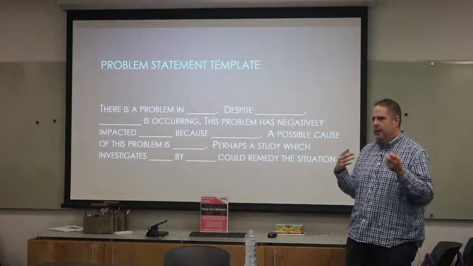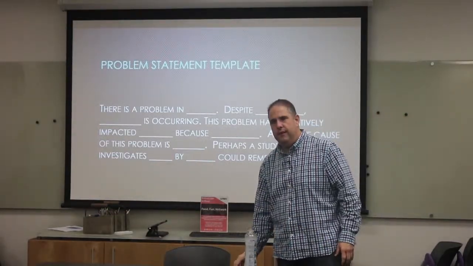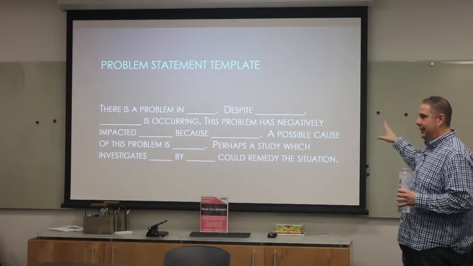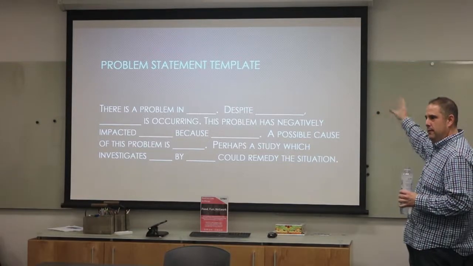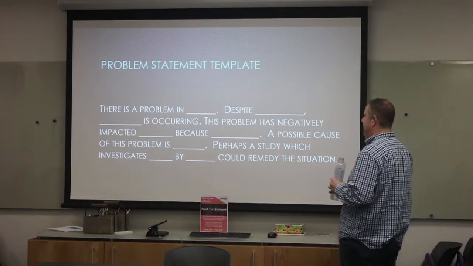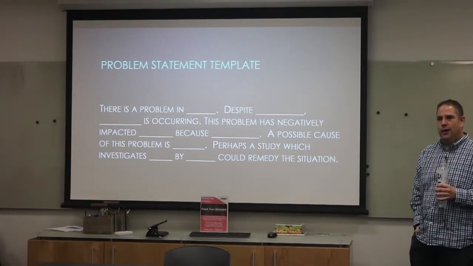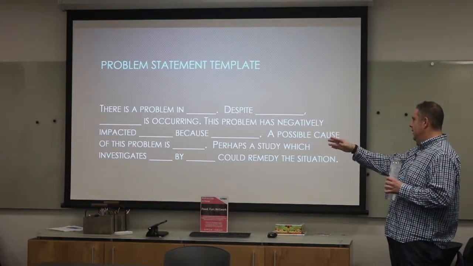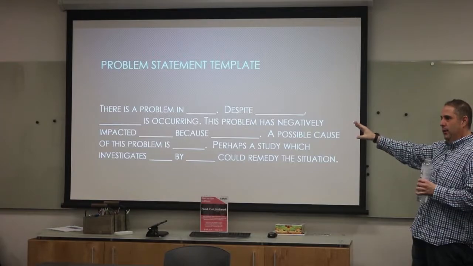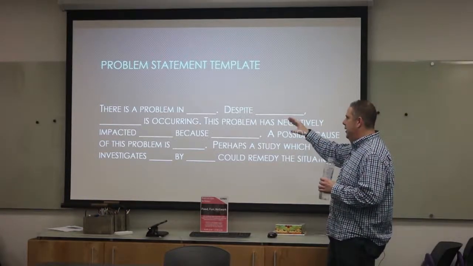So here's kind of a little template. Of course, adjust this specific to your study. But there is a problem in blank. Despite whatever you want to fill in here, blank is occurring. This problem has negatively impacted blank because blank. A possible cause of this problem is perhaps a study which investigates blank using whatever methods could remedy this situation. So you kind of identify the problem.